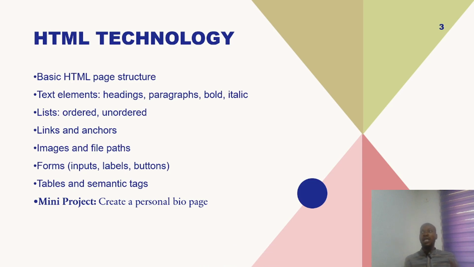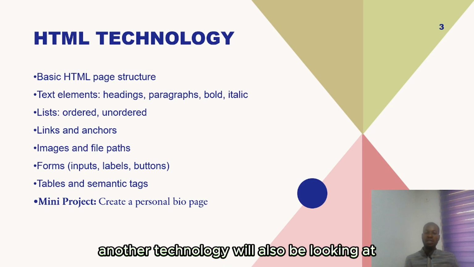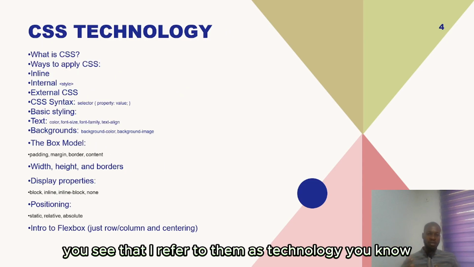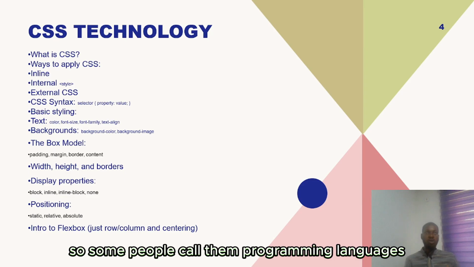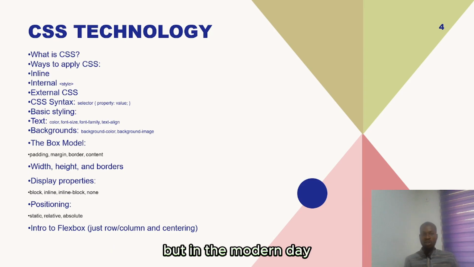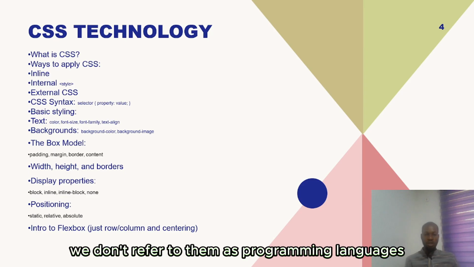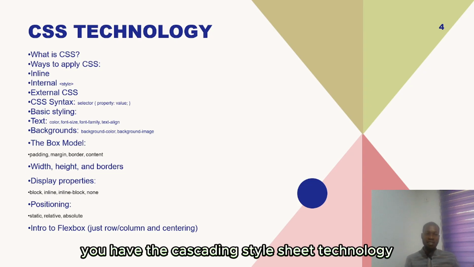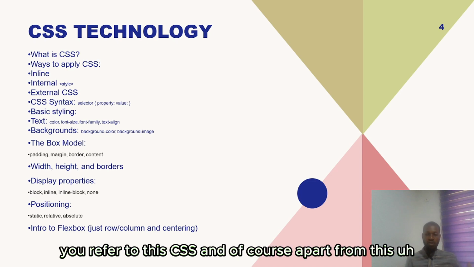Apart from HTML, another technology we'll also be looking at in this course is CSS technology, right? You see that I refer to them as technology. Some people call them programming languages, but in the modern day, we don't refer to them as programming languages as they were. We refer to them as technologies. You have the HTML technology, and you have the Cascading Style Sheet technology, which is CSS.